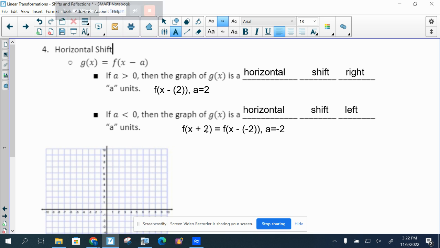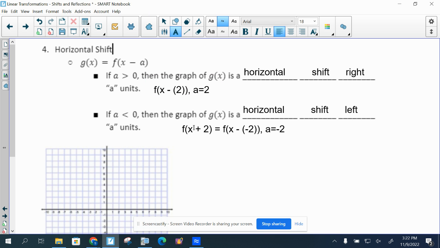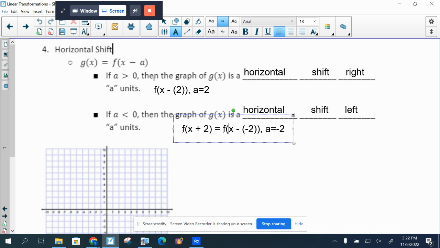So basically, whatever you see inside of the parentheses, it's the opposite. So if you see x plus 2, that means it's negative 2. If you see x minus 2, that means it's positive 2, and it's moving it to the right. So x minus a number is moving it to the right, x plus a number is moving it to the left. And just like with horizontal stretching and compressing, we're going to look at how it moves horizontally.